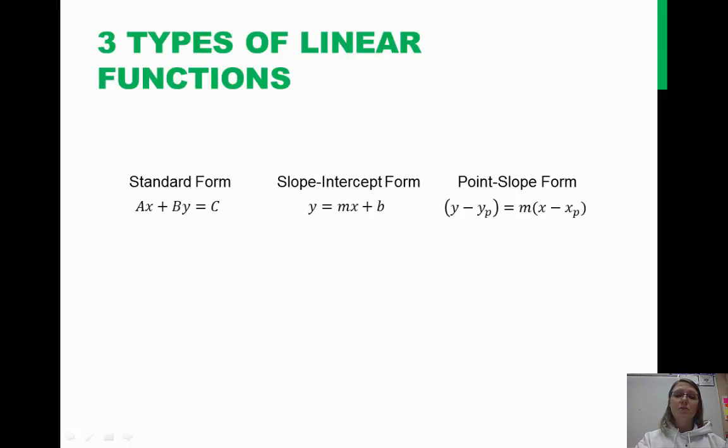We have standard form, and standard form is shown to you by ax plus by equals c. There's slope-intercept form, which is y equals mx plus b. And note that in this form, m is the slope of the line, and b is the y-intercept.